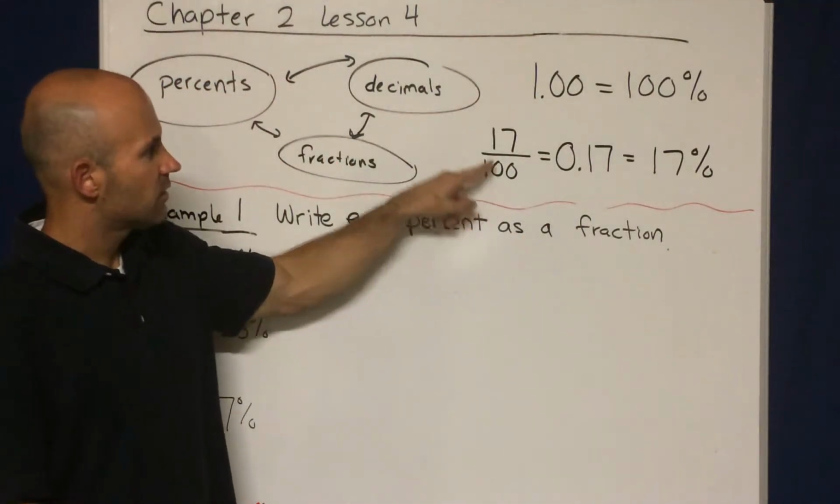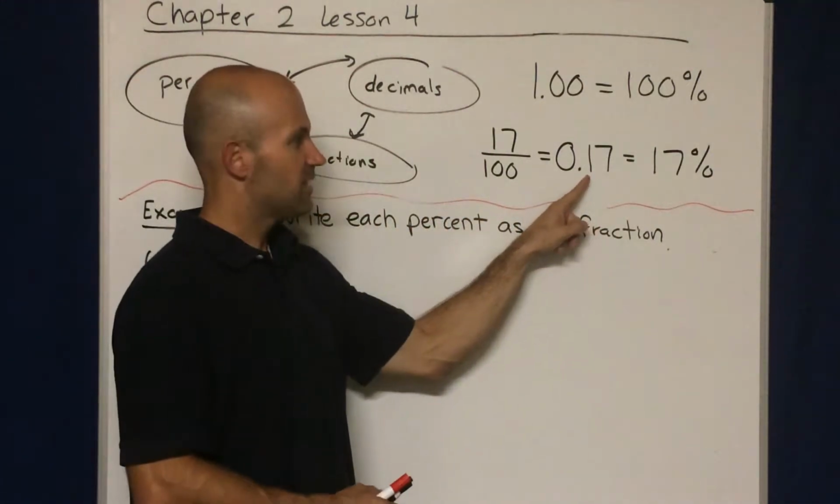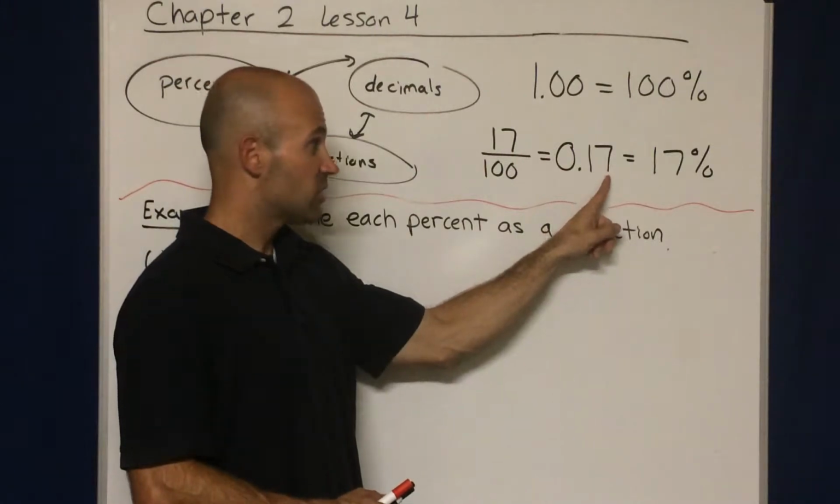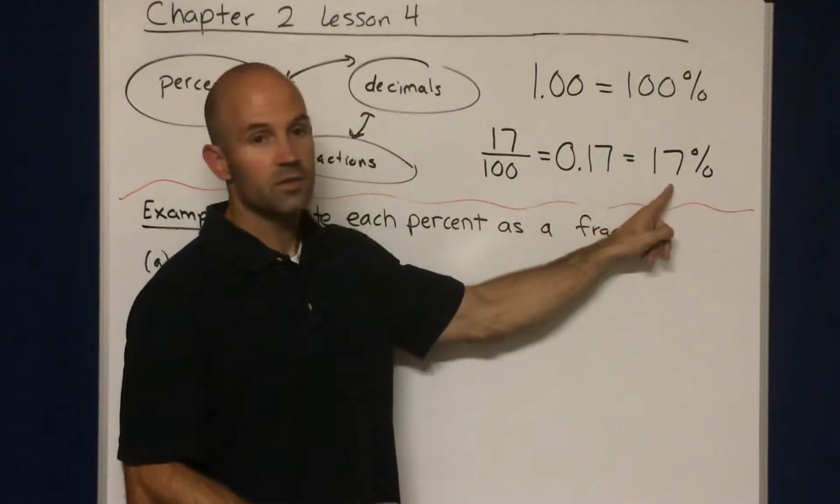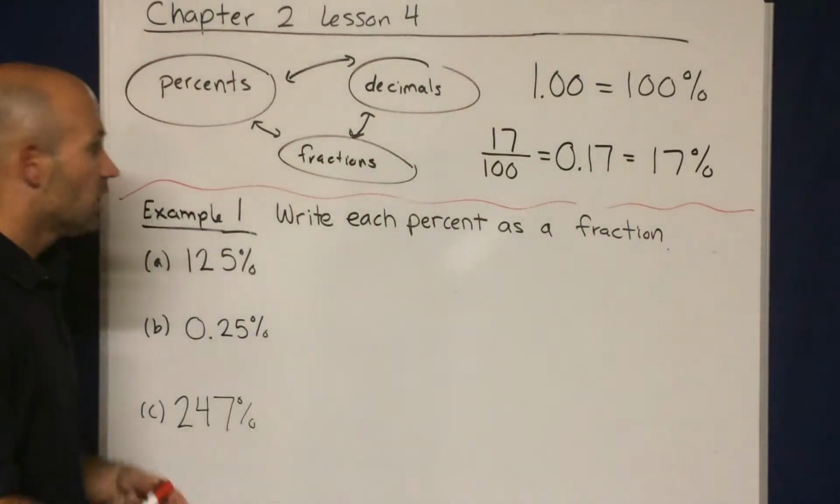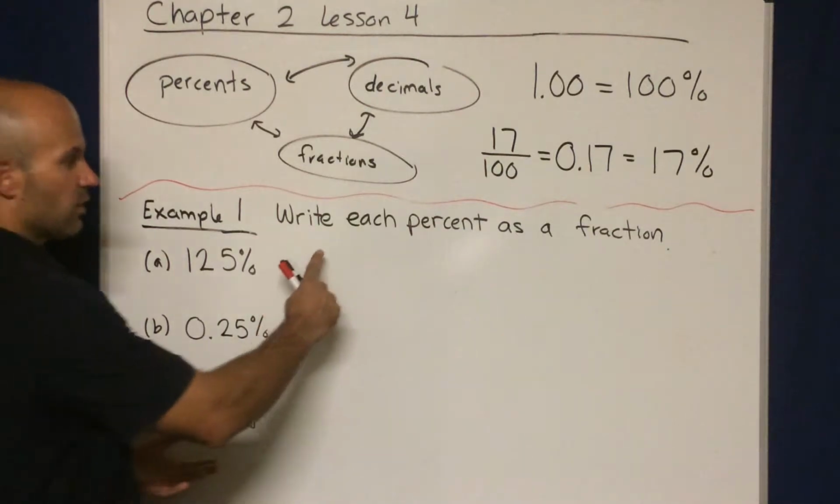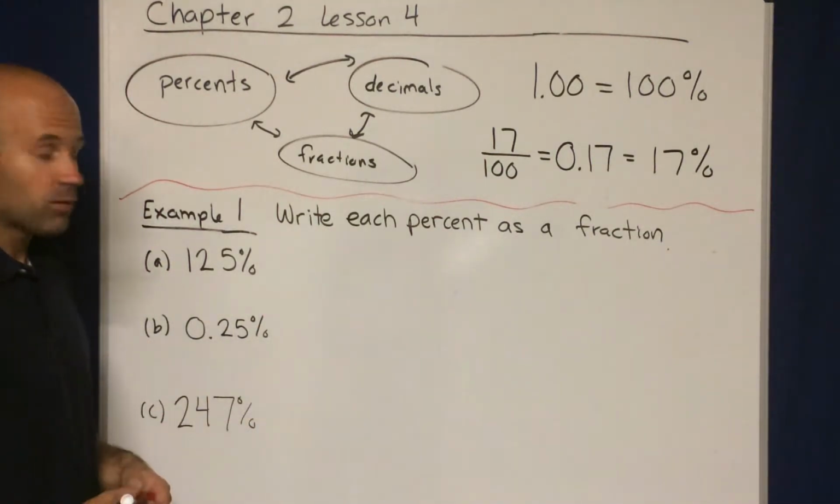Here I have a fraction, 17/100ths, tenths position, hundredths position, so 17/100ths. And then 0.17 corresponds to 17%. So just a couple of examples to keep in mind. So the one we'll start with is convert each percent to a fraction. And we'll always write our fraction in reduced form.